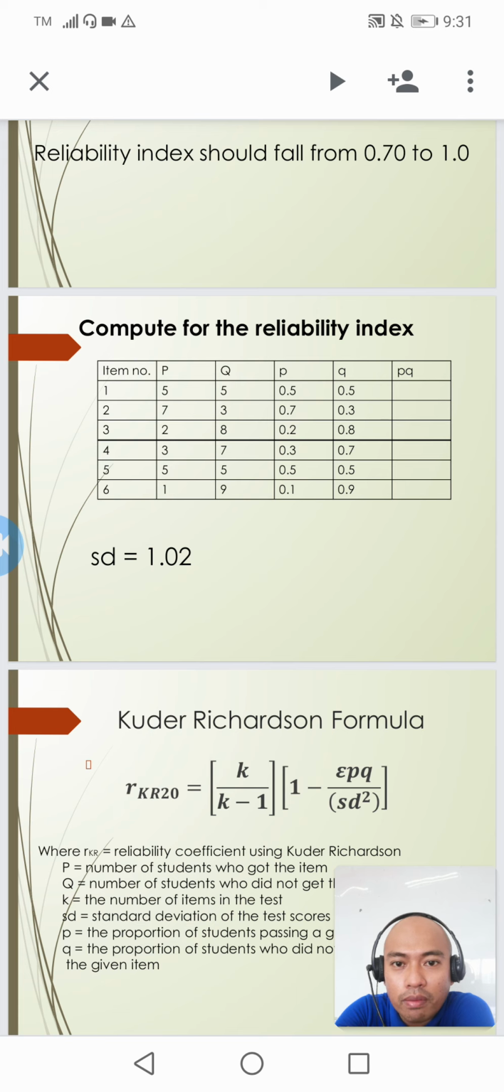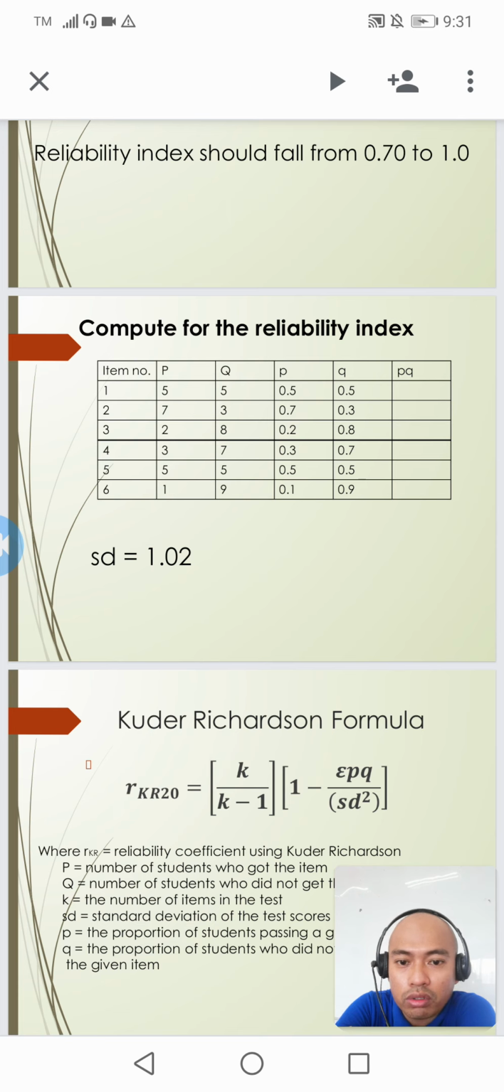Ganon din si 0.7. Bakit meron kang 0.7 kay small letter p? Kasi the corresponding capital letter P na is 7. It means there were 7 students who got the item. So, 7 students who got the item divided by total number of students, which is 10. So, 7 divided by 10 is 0.7. So, I hope you understand how did we get small letter p and small letter q. Dito naman sa q, i-base mo kay capital letter Q. Okay? So, ganon din. Then, after which we will multiply small letter p and small letter q, and this will be your activity for today's discussion.